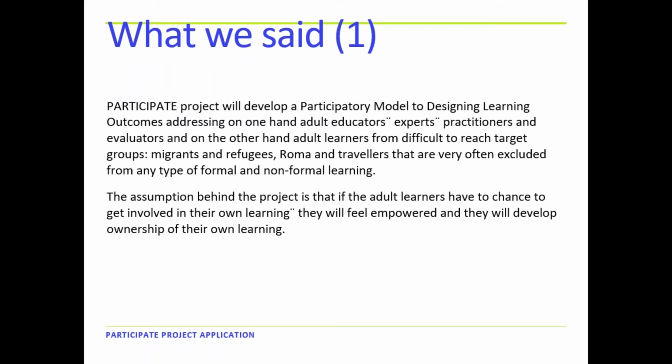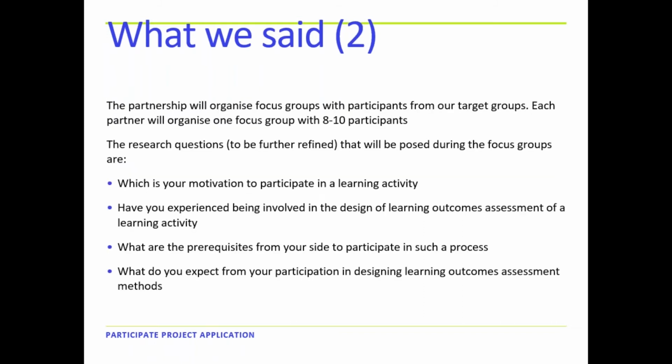Because none of the learners we engage with, assuming we can engage with learners from those groups, are going to have the opportunity during the project time to become involved in their own learning in a meaningful way, and therefore develop ownership of their own learning. So the hypothesis can't be tested through the time period and lifetime of the project. So the focus groups are supposed to be with participants from our target groups. And every partner, one focus group, 8 to 10 participants.